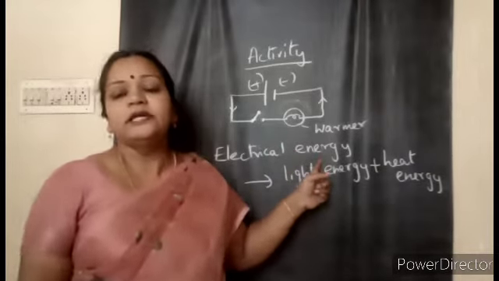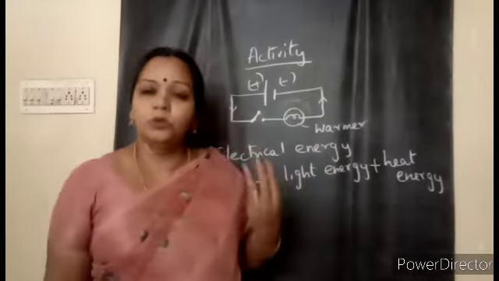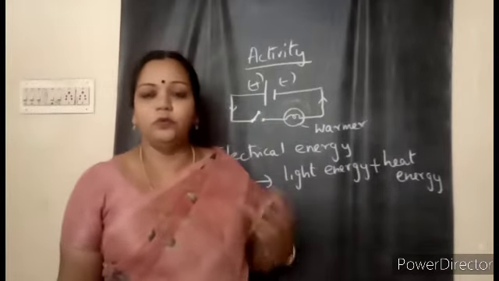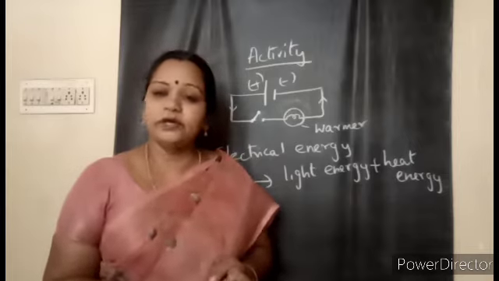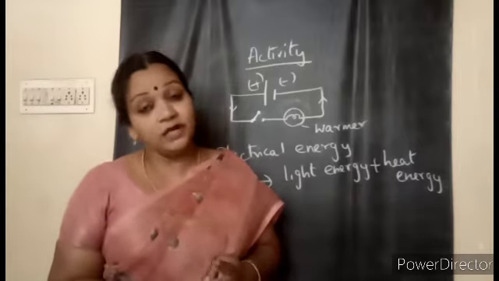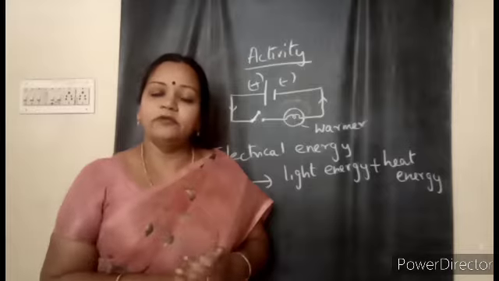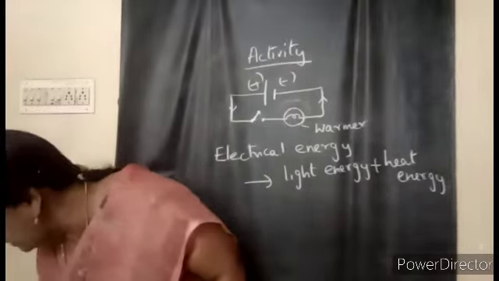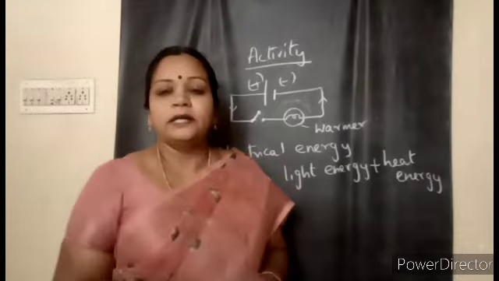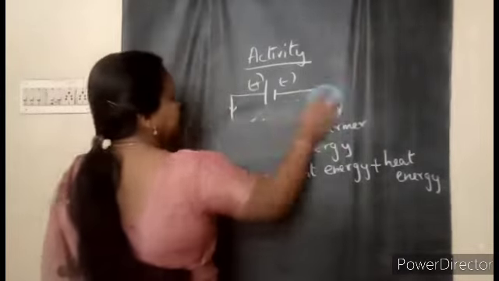So there are three different types of effects we can notice whenever current is made to flow. Depending upon the material, one will be the heating effect. Sometimes we can notice the chemical effect. Sometimes we can notice the magnetic effect. There are three main effects of electric current. What are they? Heating effect, magnetic effect, and also the chemical effect.